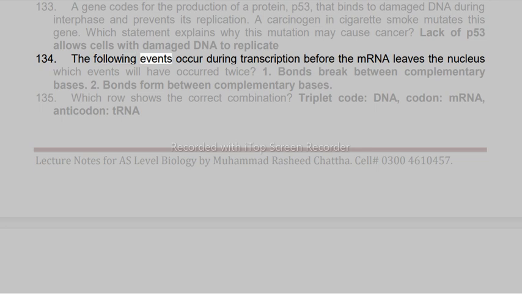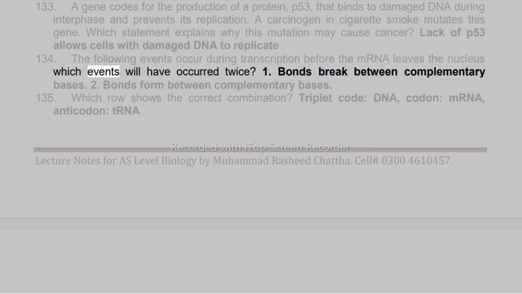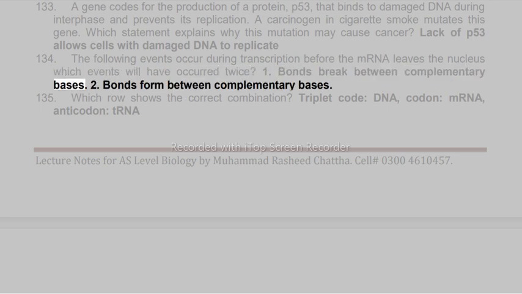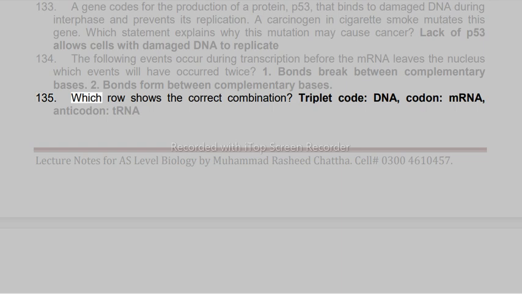134. The following events occur during transcription before the mRNA leaves the nucleus. Which events will have occurred twice? 1. Bonds break between complementary bases. 2. Bonds form between complementary bases. 135. Which row shows the correct combination? Triplet code, DNA; codon, mRNA; anticodon, tRNA.